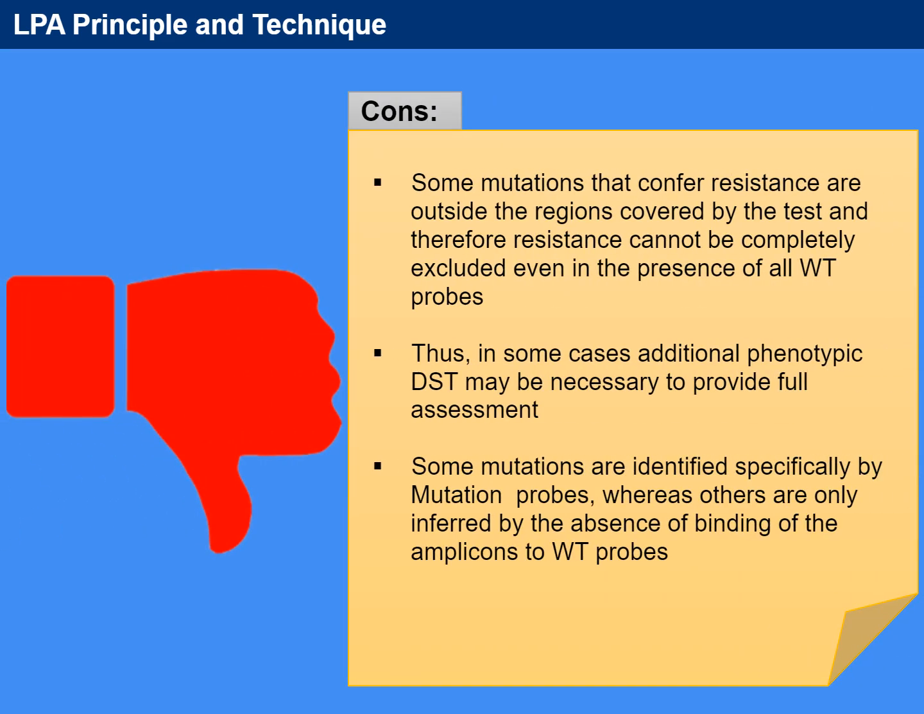Cons. Some mutations that confer resistance are outside the regions covered by the test, and therefore resistance cannot be completely excluded even in the presence of all wild-type probes. Thus, in some cases, additional phenotypic DST may be necessary to provide full assessment.